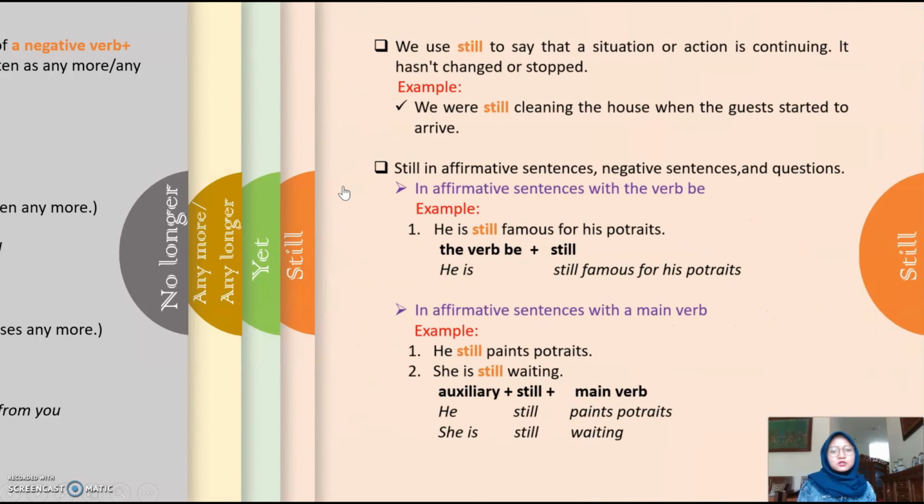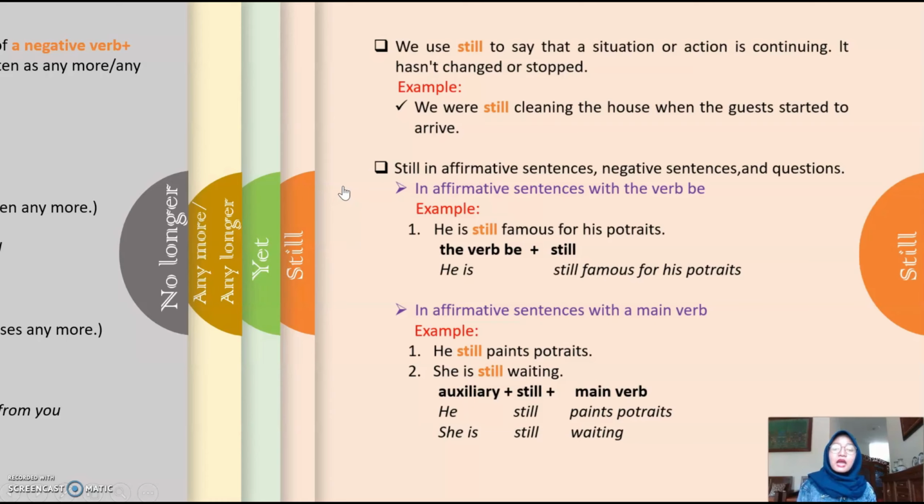We use still to say that a situation or action is continuing. It has not changed or stopped. Example, we were still cleaning the house when the guests started to arrive. Use still in affirmative sentences, negative sentences, and questions.